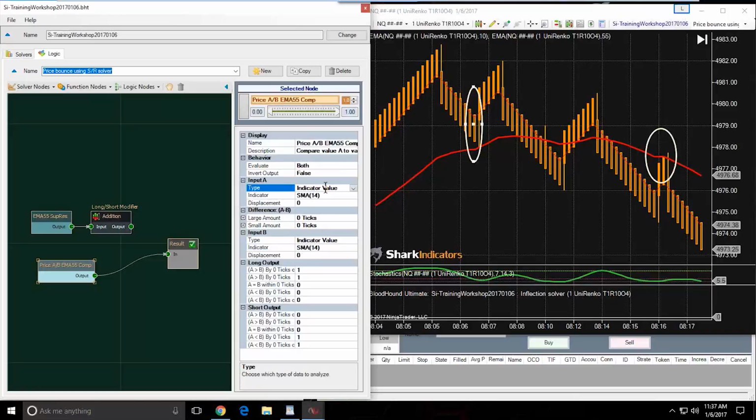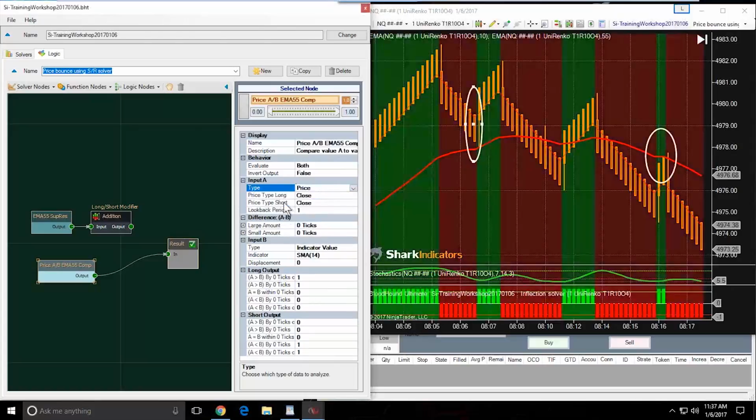So let's go to input A, and instead of using an indicator value, we want to use price. So let's select price here. And for what we're doing, I think we can just use the closing price of the bar. I think that is probably appropriate. So we can just leave that alone. The closing price is selected for us.